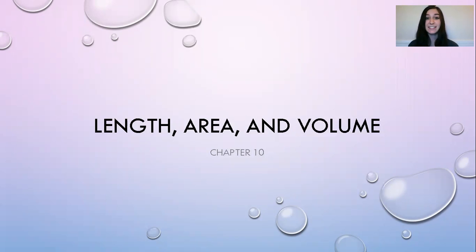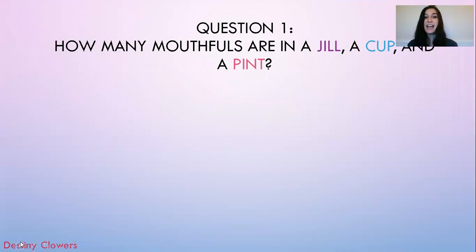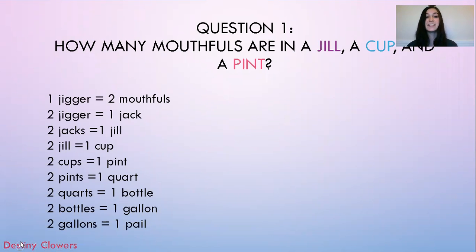But in order for us to get to that break, we've got to finish our homework assignment first. So if y'all will, go ahead and get your homework assignments out, and we're going to start with question 1 from the assignment. Now, question 1 asks us, how many mouthfuls are in a gill, a cup, and a pint? Now, this is the information that we're given with the problem, and this information tells us how much of one measurement is in another measurement.